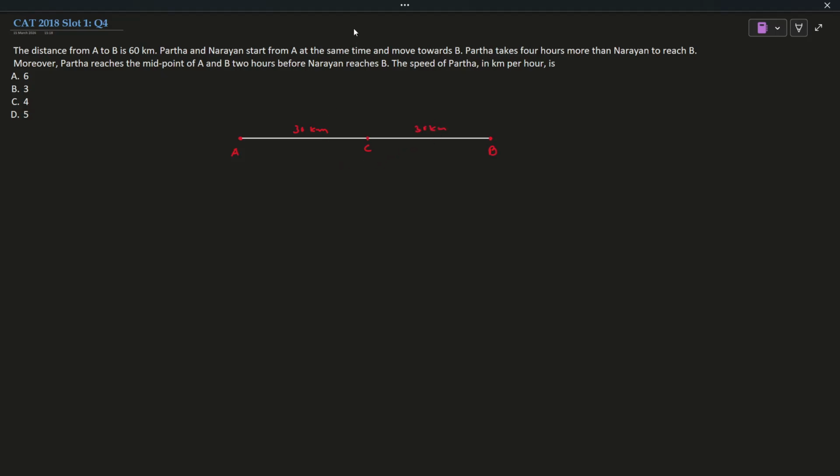Okay, so we have Partha. Let me denote Partha by P. He is moving in this direction. Narayan is also moving in this direction at the same time. They start at the same time and move in the same direction. Partha takes 4 hours more than Narayan, so let's say the speed of Narayan is n and Partha's is p.